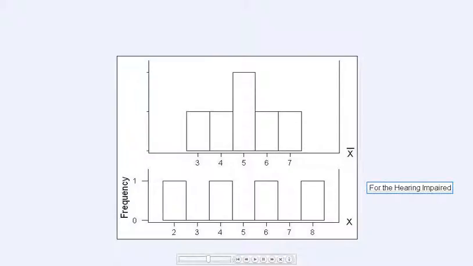To help understand this important concept intuitively, let's consider the following. Suppose we take 2 of the observations from our original population. Let's take 2 and 4. The mean of 2 and 4, in other words x bar, is 3.